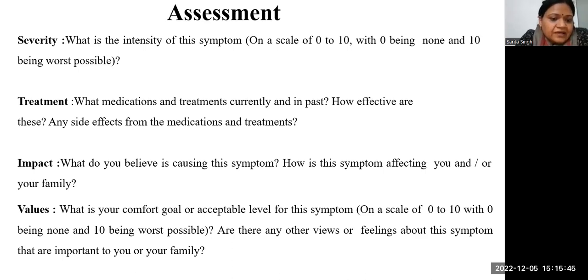Values, what is your comfort or acceptable level for these symptoms on a scale of 0 to 10? And are there any other ways of feeling about these symptoms that are important to you? These are the important questions of the assessment, the status of the patients and their family, how the nausea and vomiting is affecting the patients as well as their caregivers. When you ask these questions, you reach the management of the nausea and vomiting.